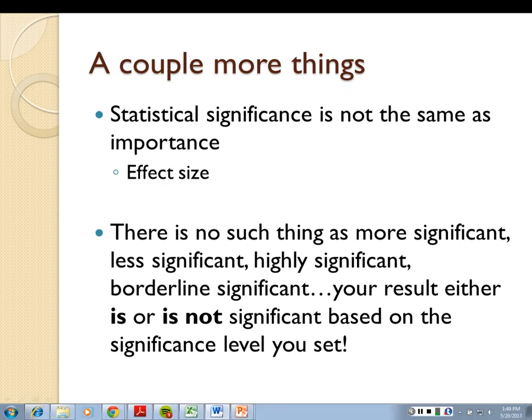Now, statistical significance is not the same as importance. This is the difference between statistical and clinical significance. Statistical significance refers to the probability of drawing the wrong conclusion about the relationship between variables in the population. Clinical significance refers to whether or not the observed relationship is large enough to care about. Also, there is no such thing as being more or less significant. Your result is either statistically significant or it is not.